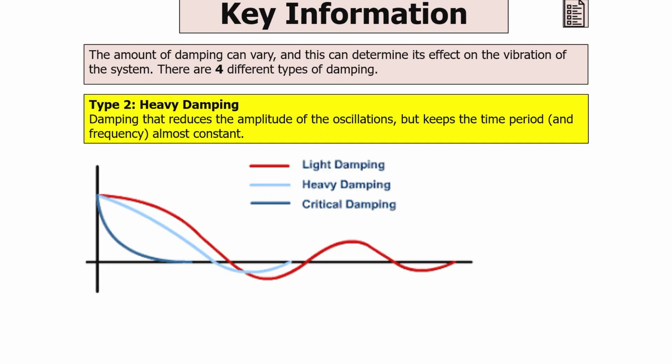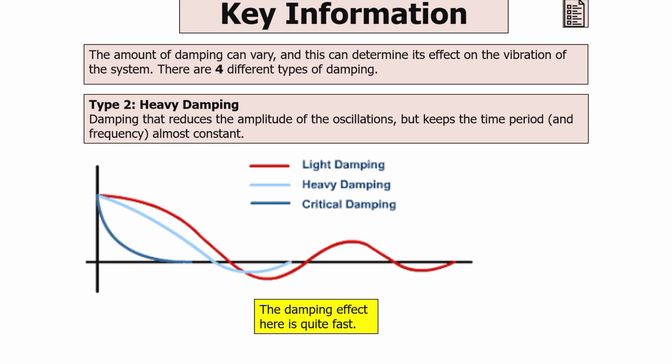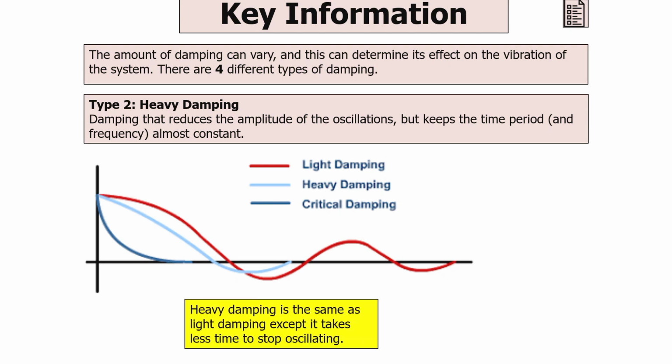The second type is heavy dampening. This is dampening that reduces the amplitude of oscillations but keeps the time period and frequency almost constant. In this type of dampening, the oscillator continues to oscillate back and forth and the amplitude decreases each time, but the frequency stays the same. In real terms, the oscillator decreases in swinging over time. Here, the dampening effect is quite fast. Heavy dampening is the same as light dampening, except it takes less time to stop oscillating, so the reduction in amplitude is greater.